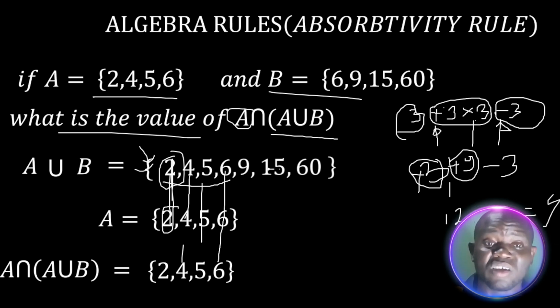What is the rest? Now, 9, 15, 60. They are present in the set of A union B, but they are not in A. Then we are not going to consider them. So what is the answer? What is this set? The set is also A. Can you see how we have proven the rule of absorptivity?